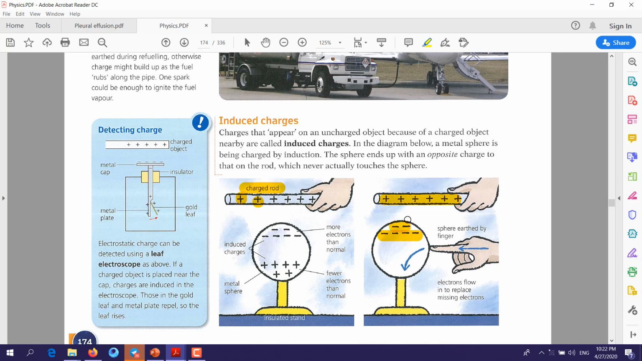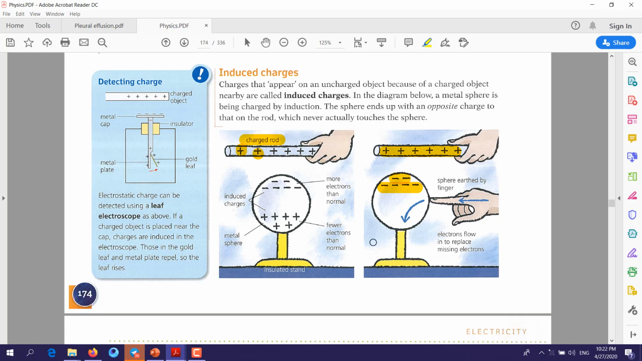Now, what do we have here? These two are now equal. Because they are equal, what is the charge here? There is no charge. It's neutral. But if you look at the other side, what happened? Now, this object is positively charged.